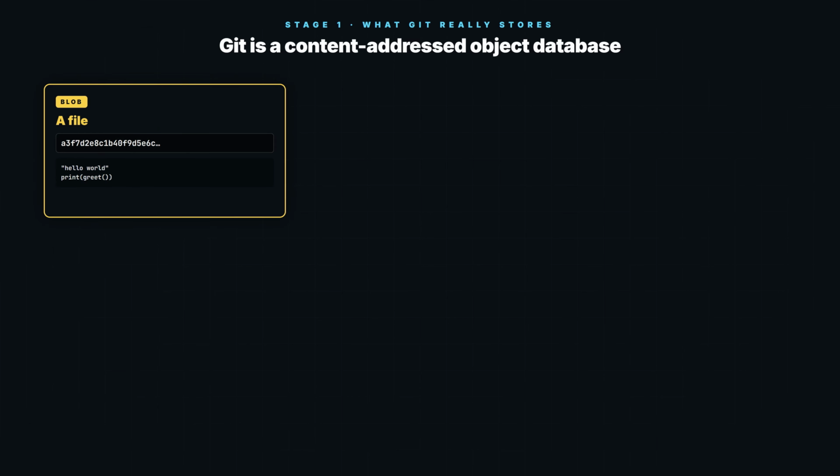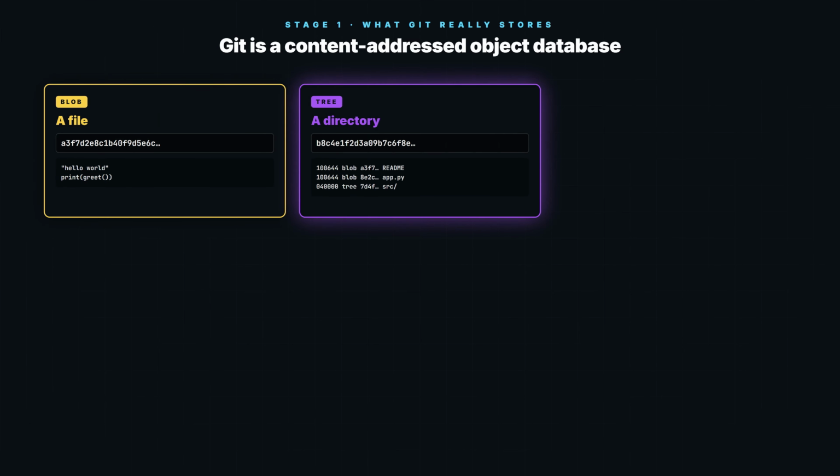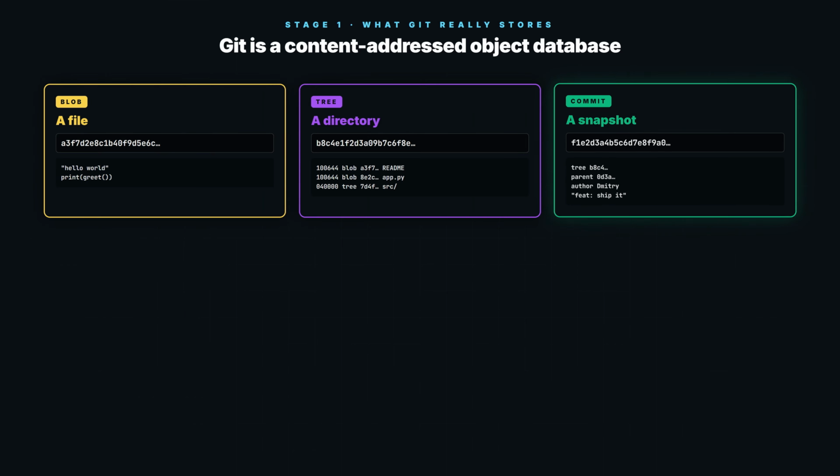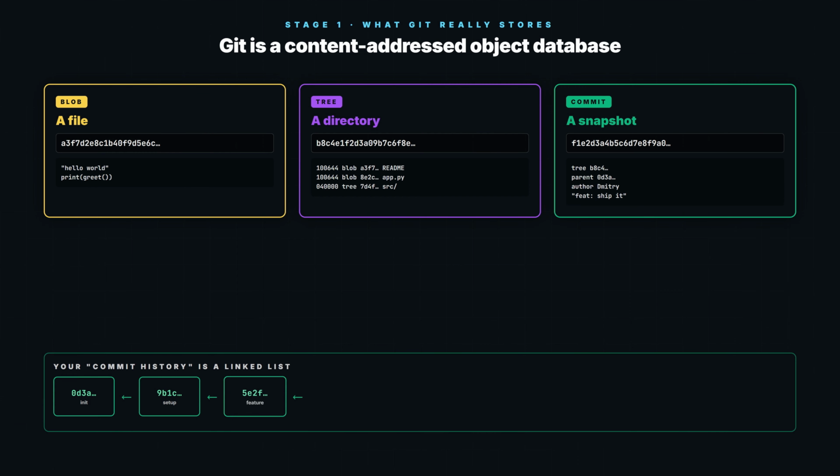First, you need to understand what Git actually stores. Most devs think of Git as saving files. It's not, it's a content-addressed object database. Every file you commit gets hashed. Every directory structure gets hashed. Every commit itself is a hash.